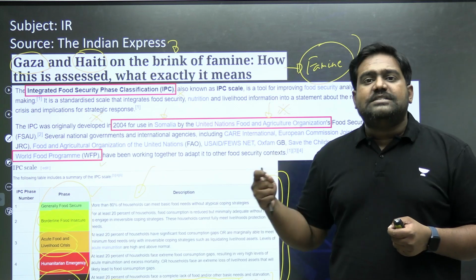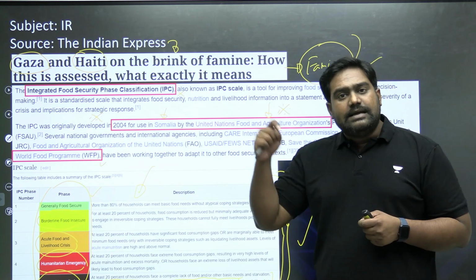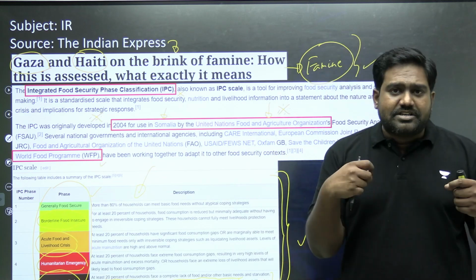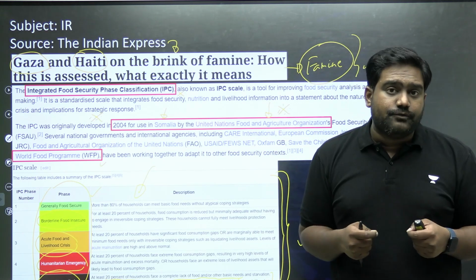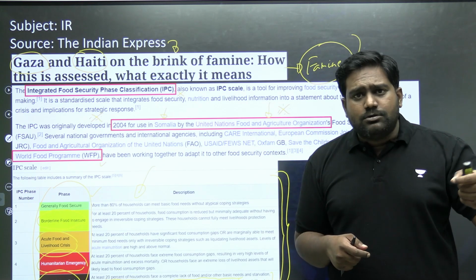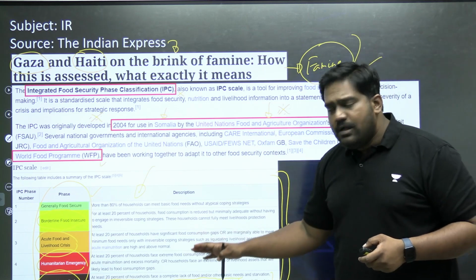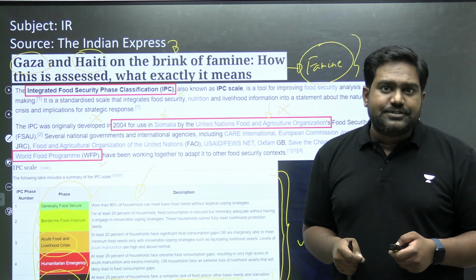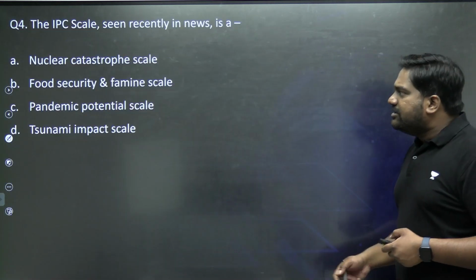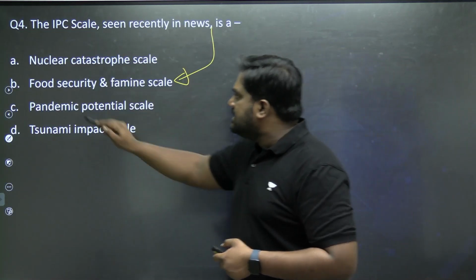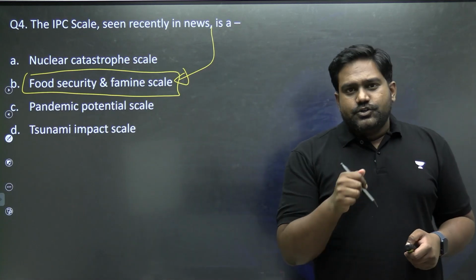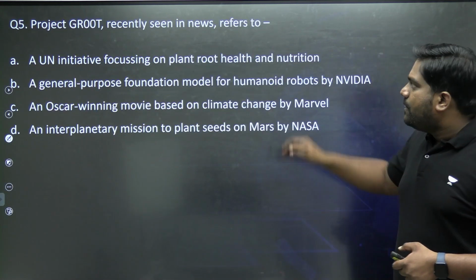So according to the IPC scale, right now Gaza and Haiti are staring at the worst possible situation, which is a famine or a humanitarian catastrophe, which means several people could start dying very soon due to the complete lack of availability of food in these conflict hit areas. So now looking at the question, the correct answer here is option B. Is that clear? So let's look at question number 5.